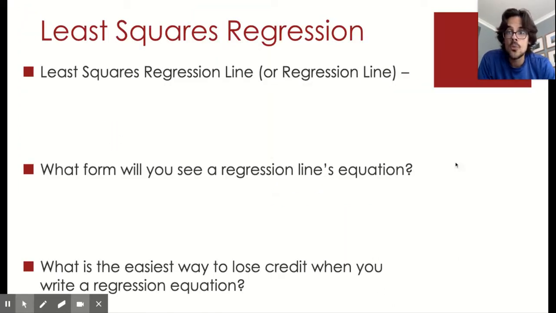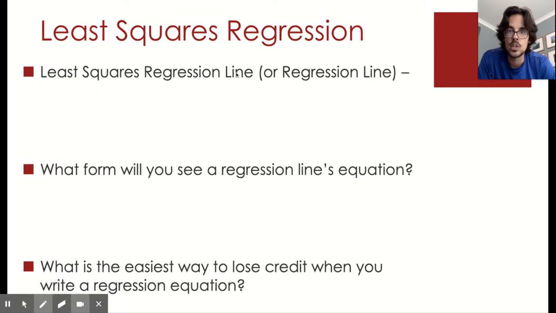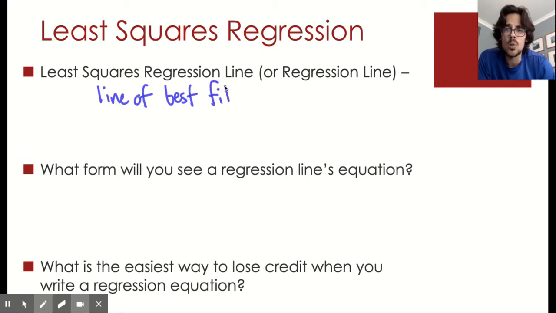So, first things first, we have a new vocab term for a line of best fit. In Algebra 2, that's what we would have called it, line of best fit. In AP Statistics, we use the phrase least squares regression line. It's the same exact thing as a line of best fit that you would get off your calculator. Why is it called that? We will learn that at the end of this lesson.